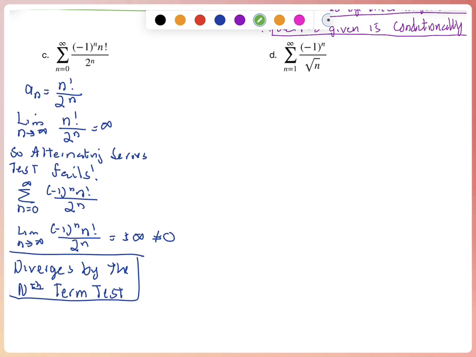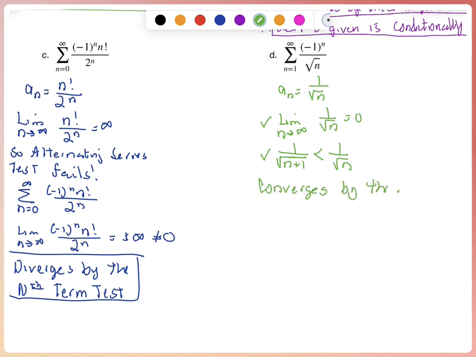Okay, looking at our last example, D here, where the summation of n equals 1 to infinity of negative 1 to the n over n times the square root of n. So this is an alternating series. Our a sub n term is 1 over the square root of n. The limit as n goes to infinity of 1 over the square root of n is equal to 0. And so let's compare our a sub n and a sub n plus 1 term. And we see that our a sub n plus 1 term is less than our a sub n term. And so we can say this converges by the alternating series test. So we have a convergent series.